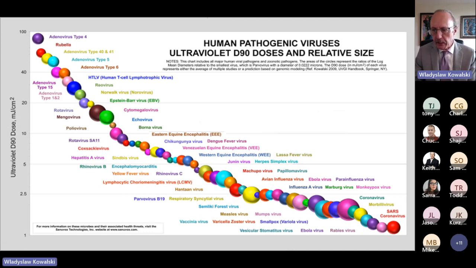We can see down in here that the adenovirus, which is a big problem in water disinfection, sits up at the high end of resistance at about 40 to 100 millijoules per square centimeter. But most of the viruses sit well under 40 millijoules per square centimeter, which is a reasonable dose to achieve in indoor systems. The SARS coronavirus turns out to be the weakest of all the viruses. It sits down in the lower corner.